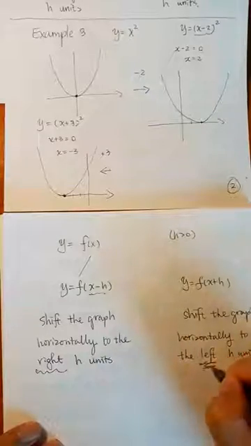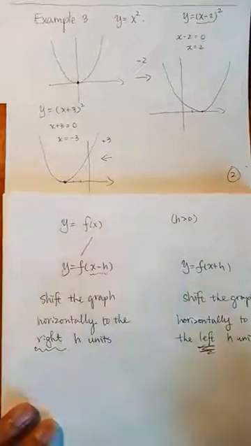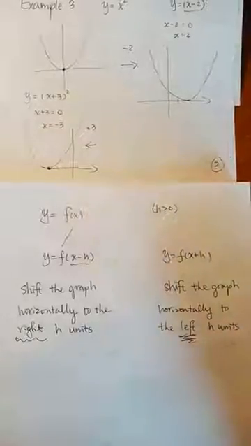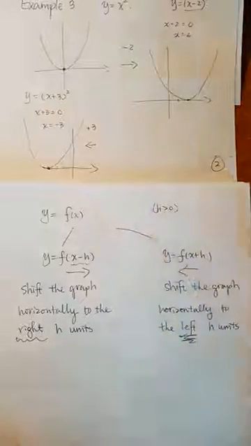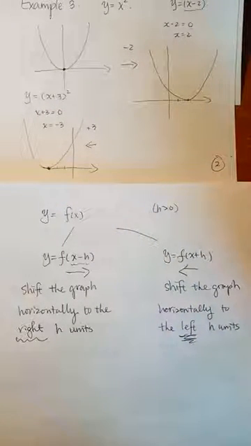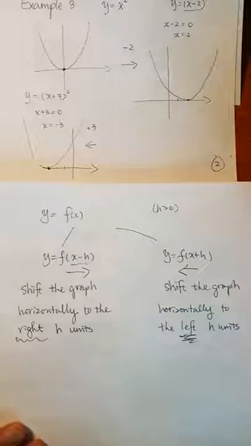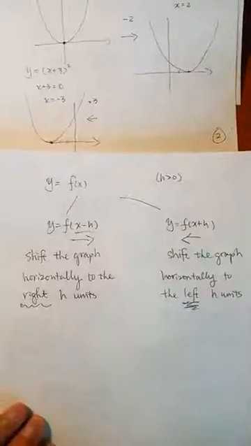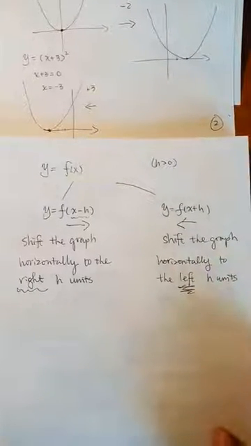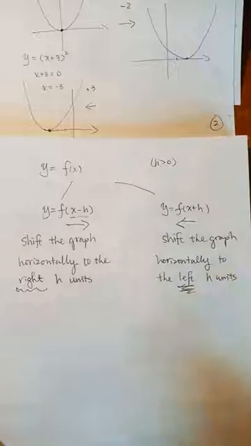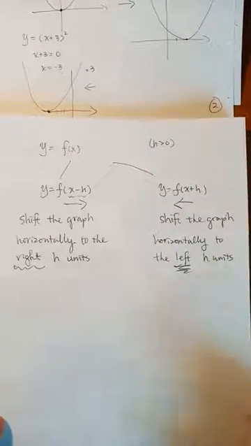H units. So the addition corresponds to the left. This is to the right, so to the left. So we can shift it up, down, and left to right. Okay, so that's the transformation. Shift is a transformation. If we combine these horizontal and vertical shifts, we can make the graph more complex.